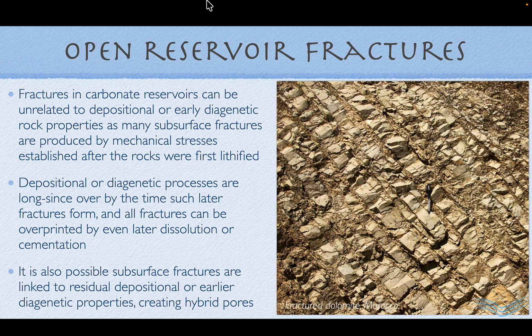We're going to sometimes link subsurface fractures to any residual depositional and early diagenetic porosity. So if we have that combination of residual depositional and early diagenetic properties overlain by a later fracture system with open fractures, we're creating a system which is known as hybrid porosity. And we'll talk about the dual nature of porosity and permeability in many carbonate reservoirs later when we look at a series of case histories.